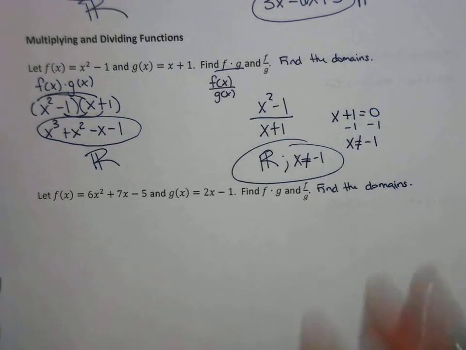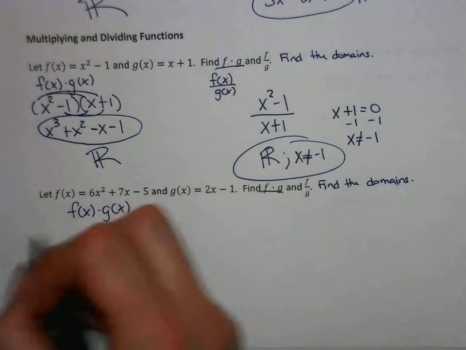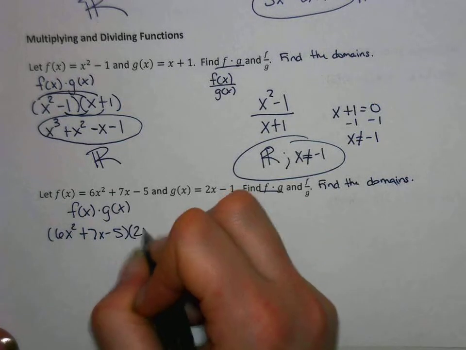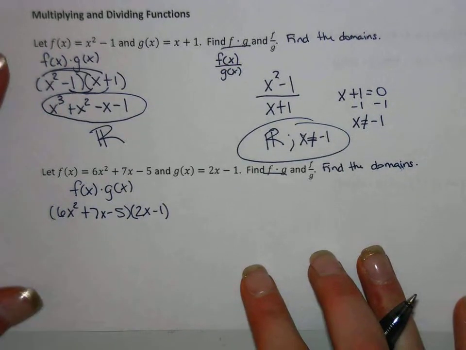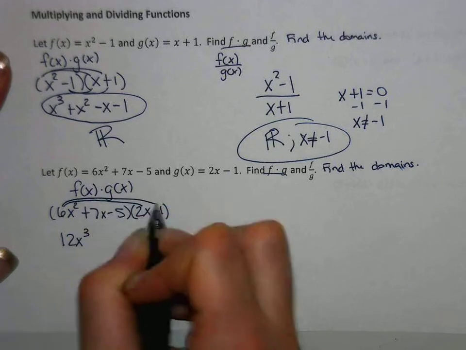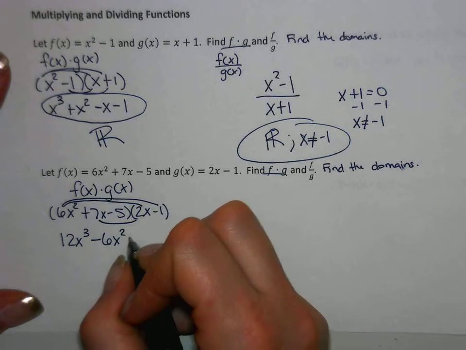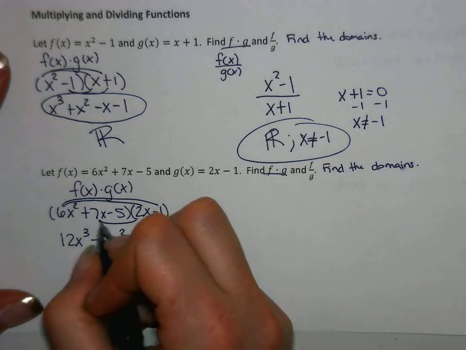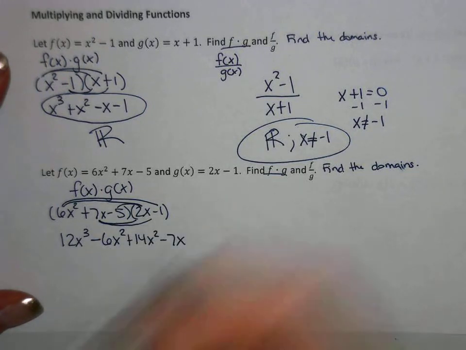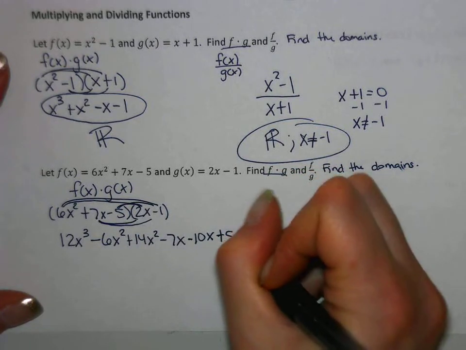So let's look at one more example of these. So f of x times g of x. F of x is 6x squared plus 7x minus 5 times the quantity of 2x minus 1. So 6x squared times 2x is 12x cubed. 6x squared times a negative 1 is a negative 6x squared. 7x times 2x is 14x squared. 7x times a negative 1 is a negative 7x. Negative 5 times 2x is a negative 10x. And negative 5 times negative 1 is a positive 5.